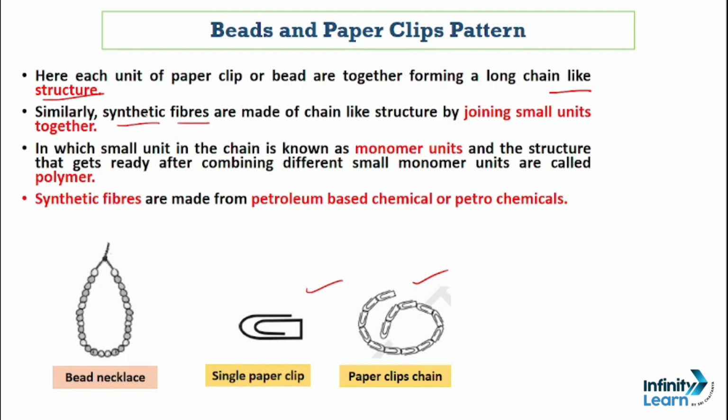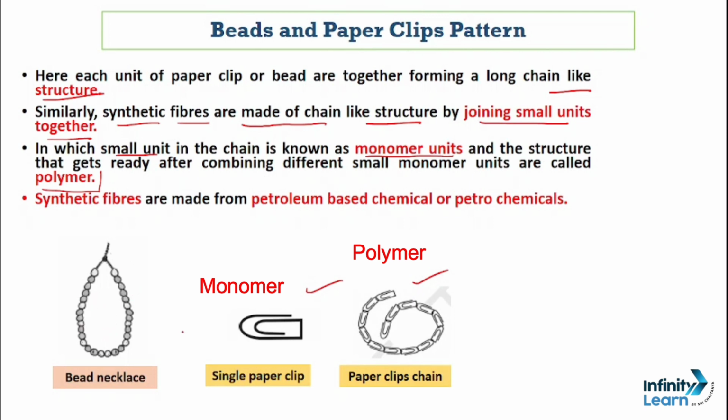Similarly, in synthetic fibers, they are also made of chain-like structure by joining small units together. But in that case, these small units are mainly known as monomer units, and by joining these small monomer units, we get a structure that is known as polymer. So I hope friends you got my point here.